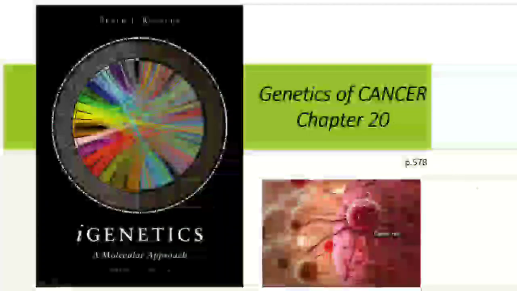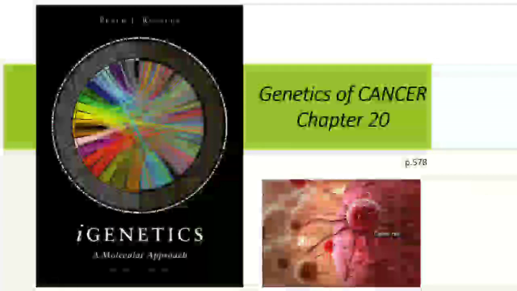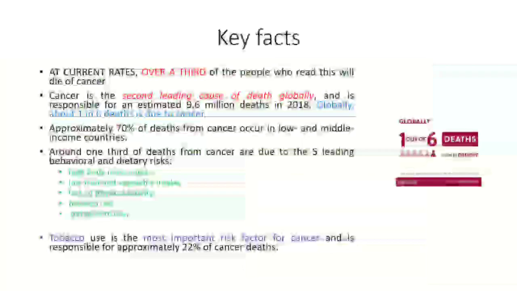Today we will start a new chapter. It's chapter 20 from your book, page 578, entitled Genetics of Cancer. From this chapter, you will see that we will study the genes behind the development of cancer. Let's start first with some key facts.